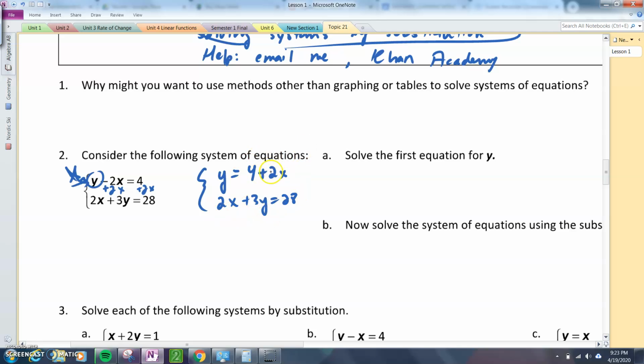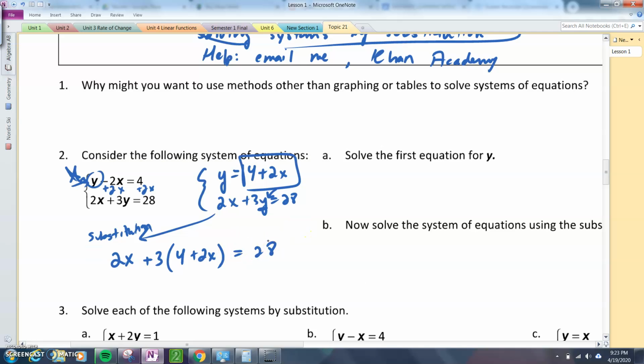Well, what I'm going to do is y equals 4 plus 2x. So I'm going to replace the y here, since it equals 4 plus 2x, I'm going to replace it with that. So this equation over here, after the substitution, is going to look like this. I'm going to have 2x plus 3, but instead of writing y here, I'm going to write that 4 plus 2x. I'm substituting that in because y also equals that. And then I have equals 28.